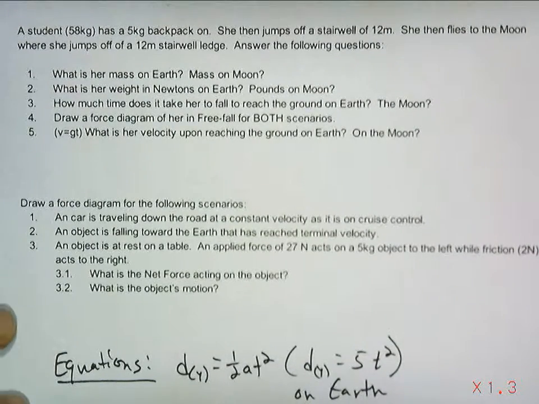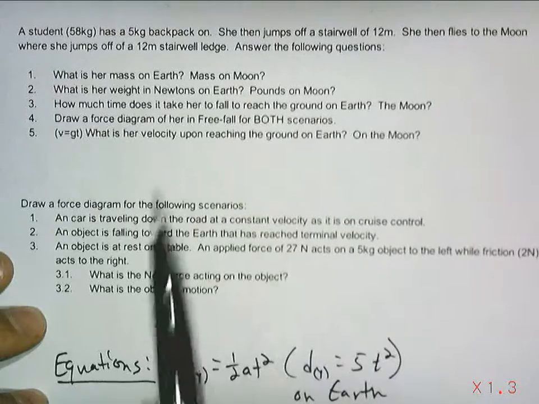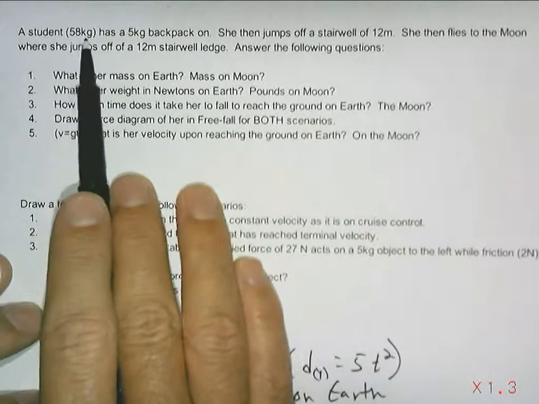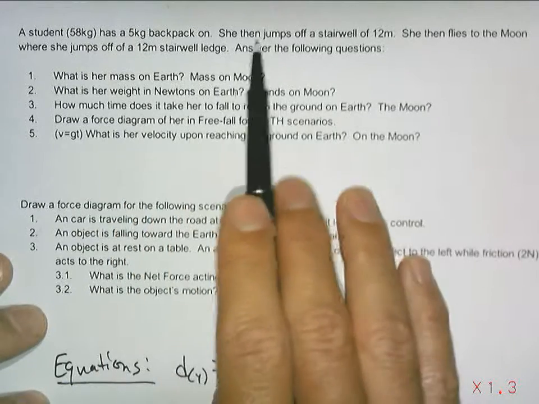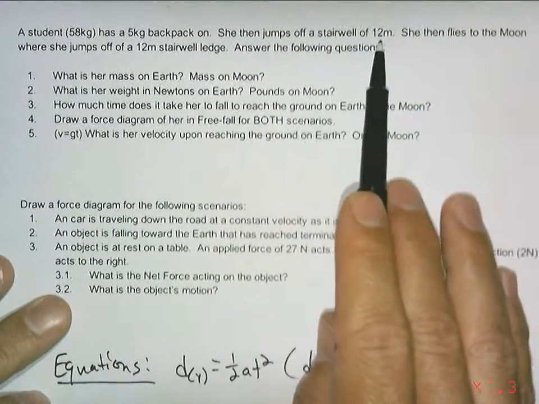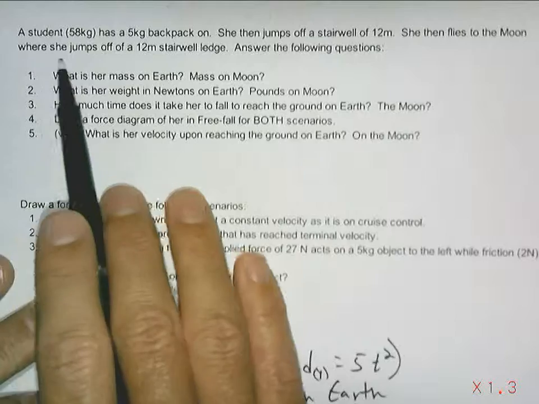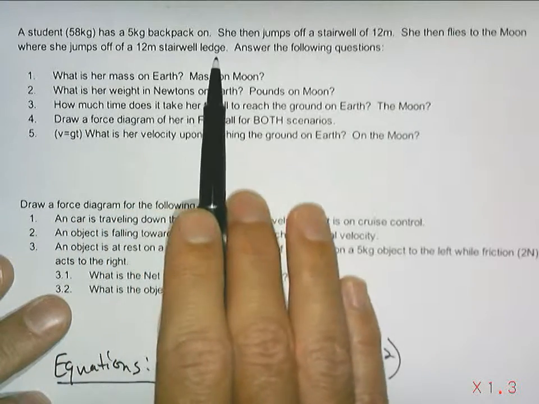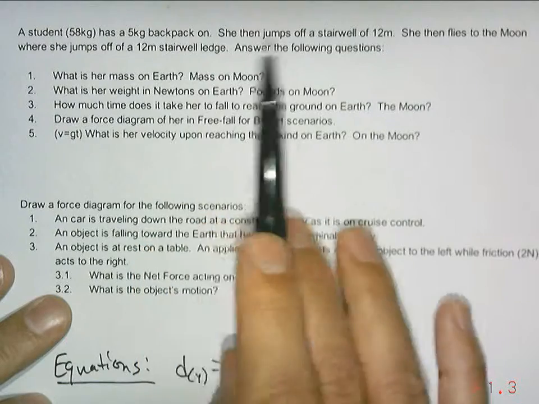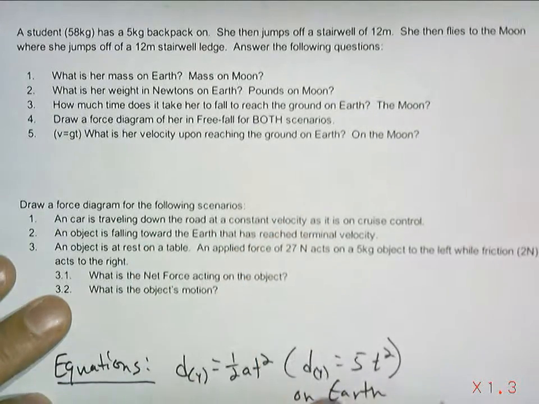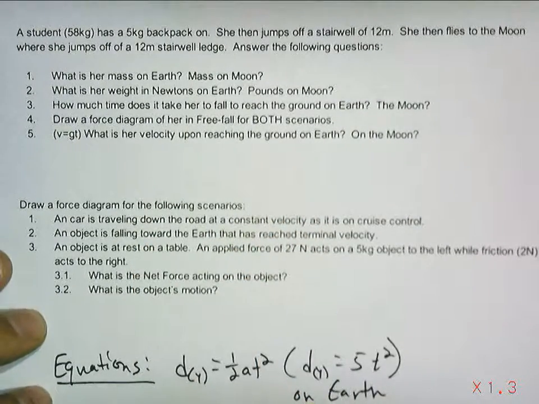So here goes. We're going to do some algebra, so we need to make sure we read the problem. A student, 58 kilograms, that's the student's mass, has a 5 kilogram backpack on. She then jumps off a stairwell of 12 meters. She then flies to the moon, where she jumps off of a 12-meter stairwell ledge. Answer the following questions. It's kind of a funky hypothetical scenario, but it gives us something to work with and to be able to solve using some basic algebra.